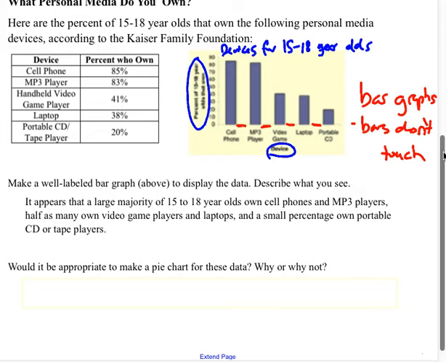So what am I seeing? Well, it appears that a large majority of 15 to 18-year-olds own cell phones and MP3 players. So yeah, the first thing I notice is those two are pretty equal, okay? And they're overwhelmingly more common than anything else, okay? Then I noticed about half as many owned video games and laptops, and then a very small percentage own portable CD or tape players, okay? That would be a good description of what I see, okay?